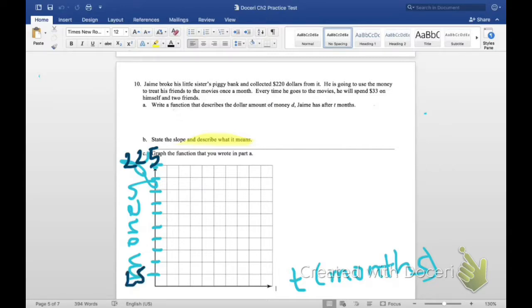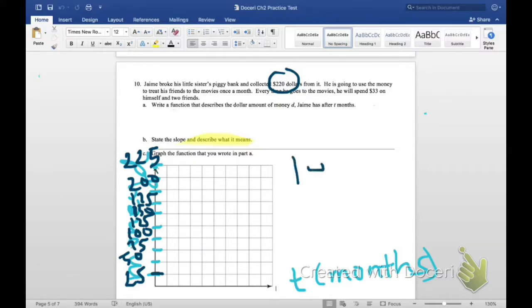So 25, 50, 75, it's hard to see, 100, 125, 150, that's a 1, 175, 200, and lastly 225. I apologize that it's messy, but you kind of get the idea, right? Just start at 25 for the first line and go all the way to 225. I know that he starts with $220, so I need to plot that and take that into account. It's very, very close to the top. So I put a dot there.